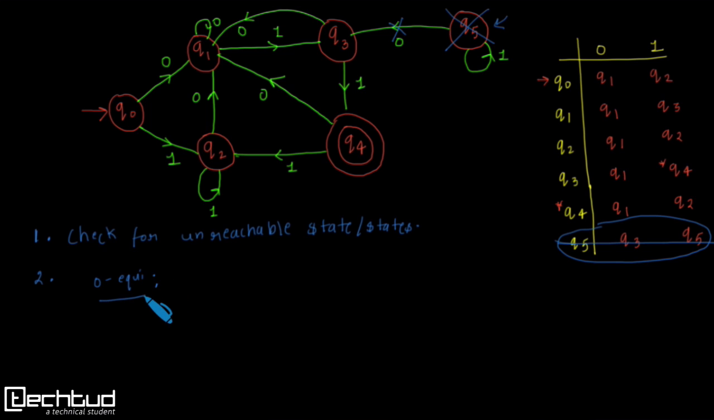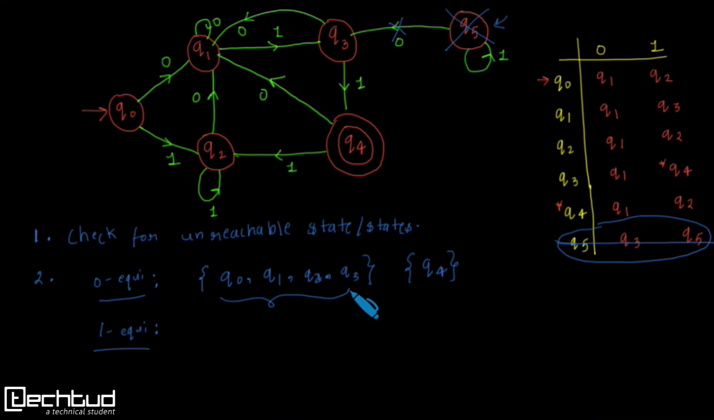So zero equivalent states can be written into two groups of final and non-final states. One group will be of all the states that are non-final states, and one group will be for all the final states. Here only one state is a final state, so we will write Q4 in some other group. So here we have got two groups of states, and all the states in each group are zero equivalent to each other. Fine. Now we will check for one equivalent states.